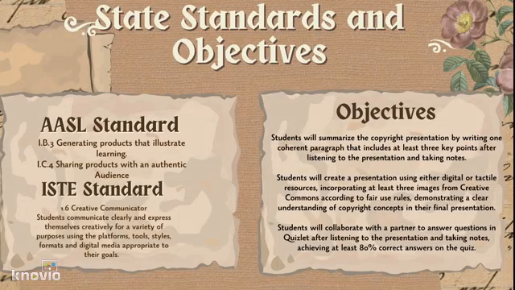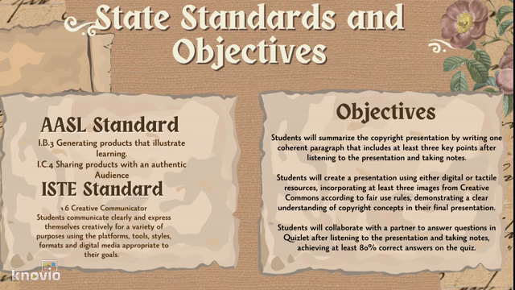Okay, so the first S is state standards and objectives. So we're going to be using 1B3, generating products that illustrate learning and sharing products with an authentic audience. And then the ISTE standard is creative communicators, so that students will communicate clearly and express themselves creatively for a variety of purposes, using especially the technology tools.